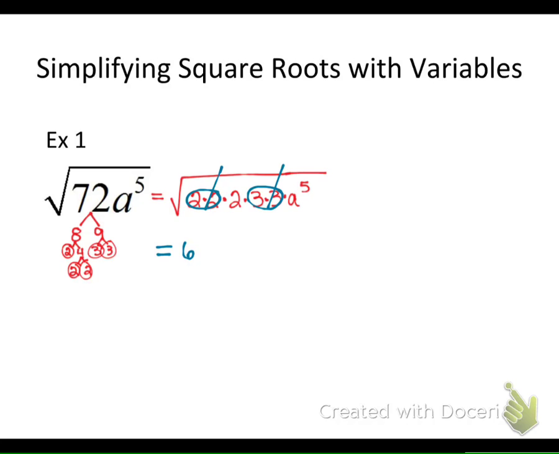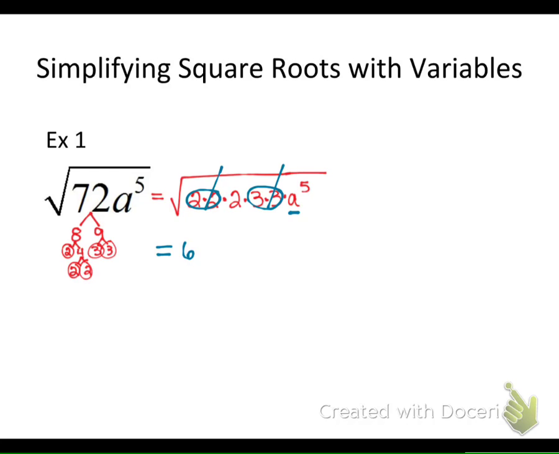6. Now, before we move on, we need to worry about our variable. Okay? So, according to our notes, is the exponent odd or even? Odd. So, when you have a variable with an odd number exponent, you are going to have one variable left on the inside every single time. Just one.